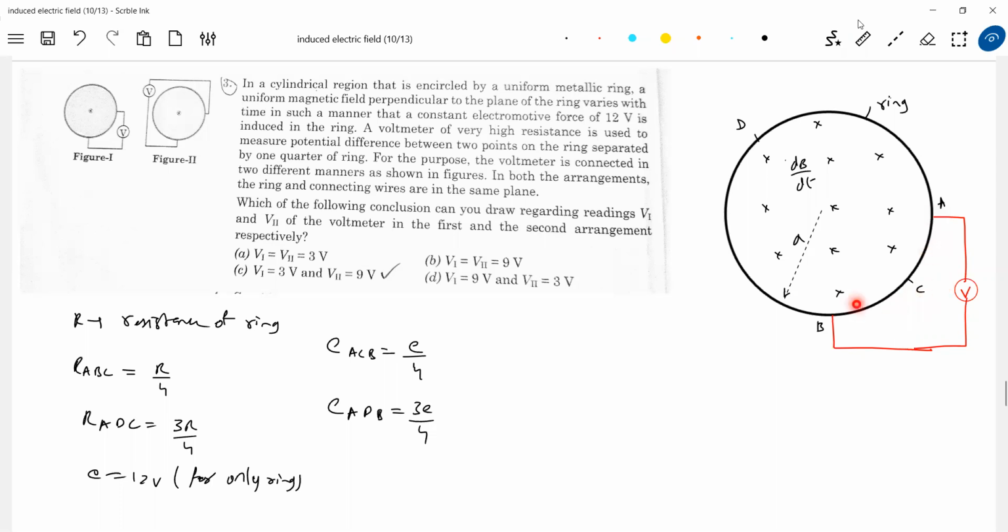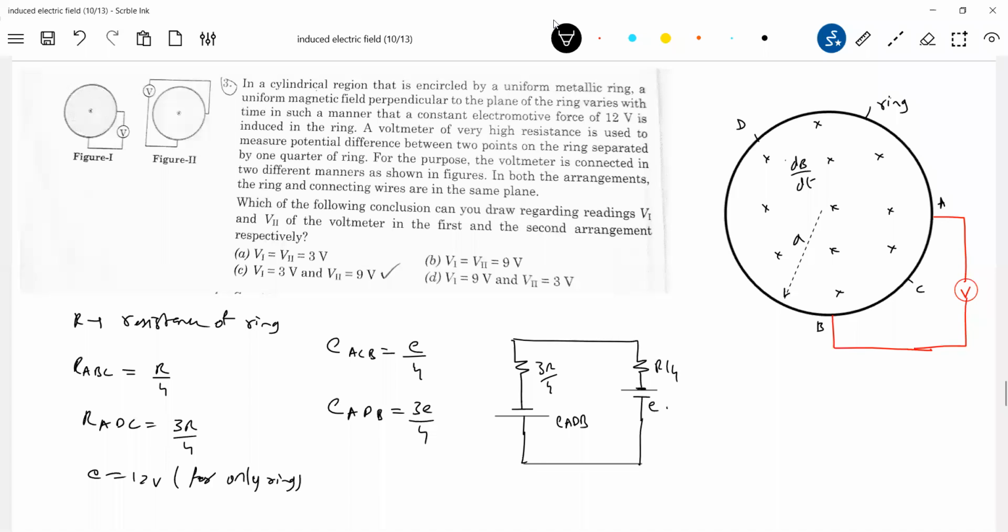And we know the EMF induced here is E by 4. So there should be some EMF induced on this side. It should be equal and opposite. So I'll draw the circuit here. It will be like this: 3R by 4, 3E by 4. How to give the polarities for the cell? This should be E, A, B, C.